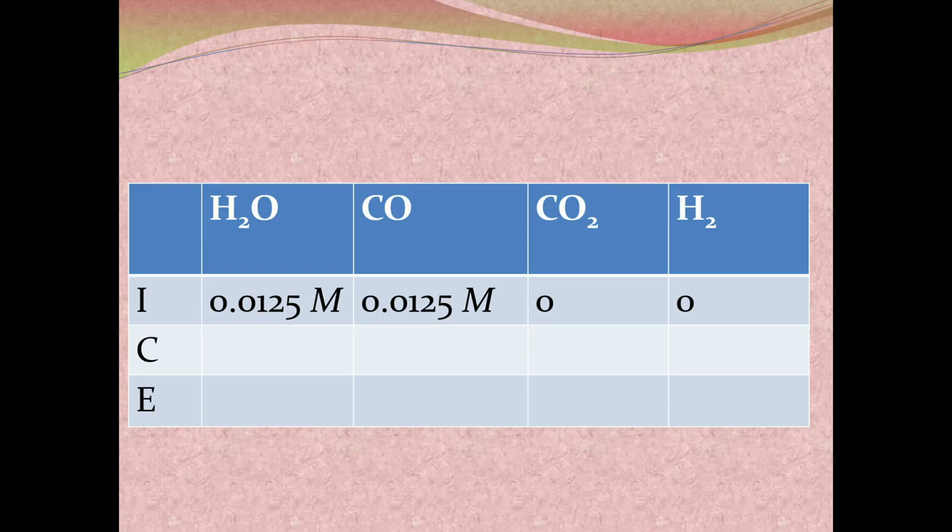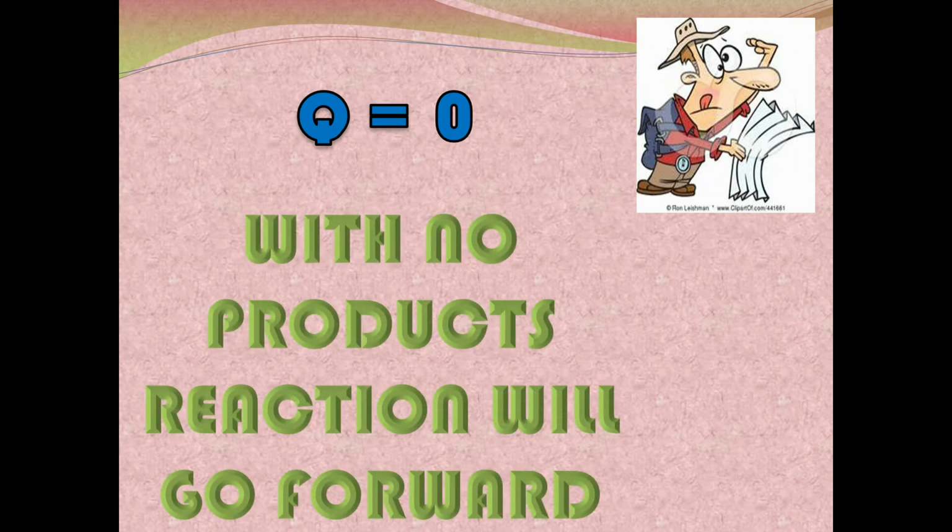I don't have a final concentration here. I don't have any change here. How do I fill this in? Well, the first thing I need to do is figure out which direction this is going. Is it going forward or backwards? Now, Q is obviously 0 because I have no products. So Q is going to be less than K no matter what the size of K is. The reaction has to go forward. Okay. No products, don't have a choice. It's got to go forward.